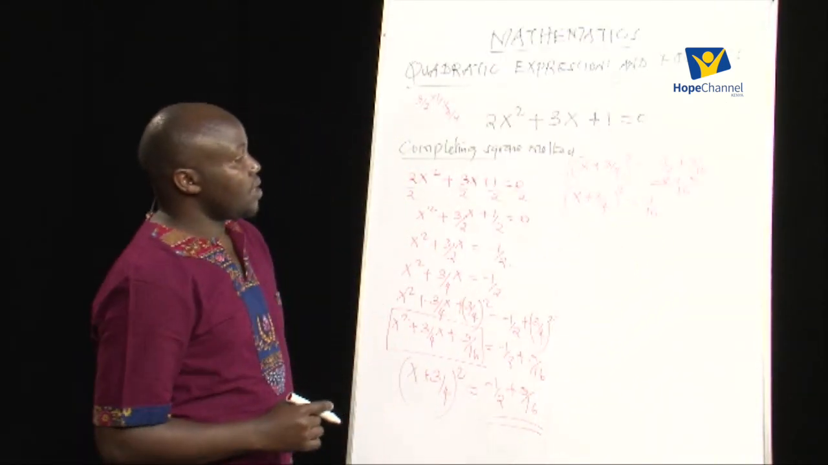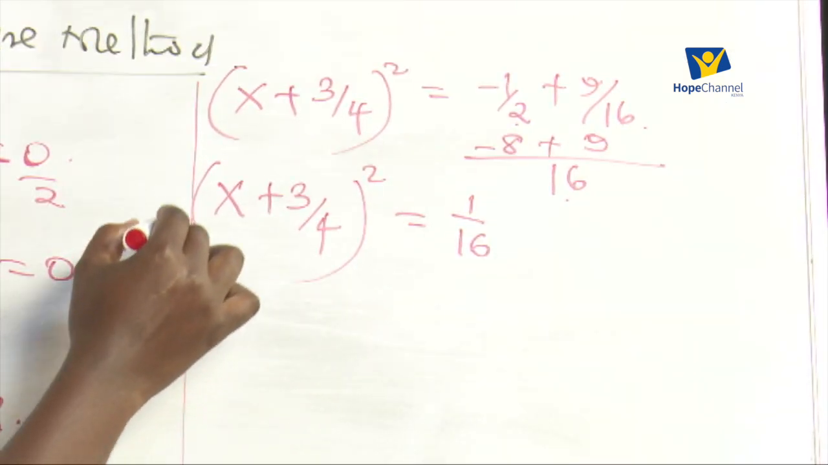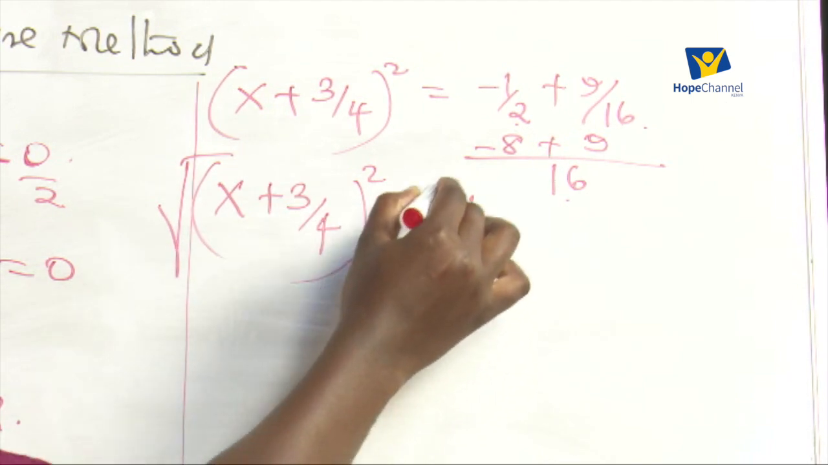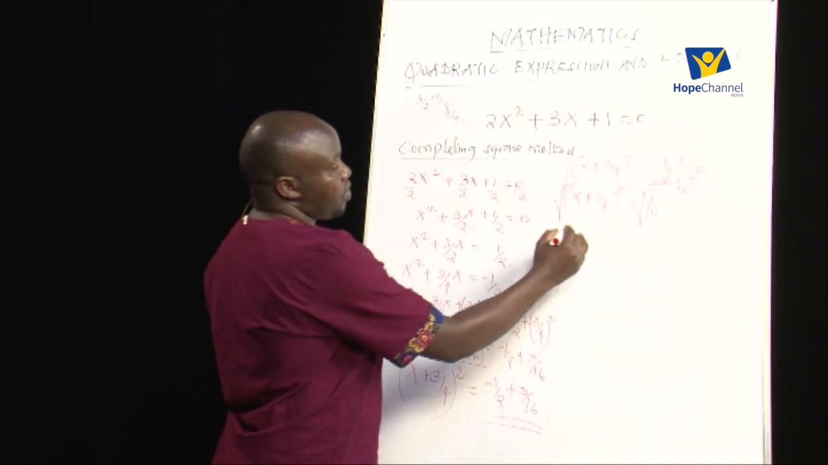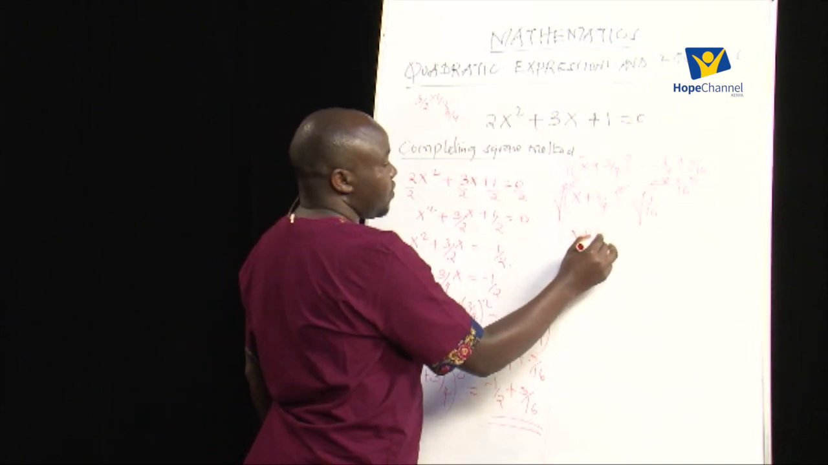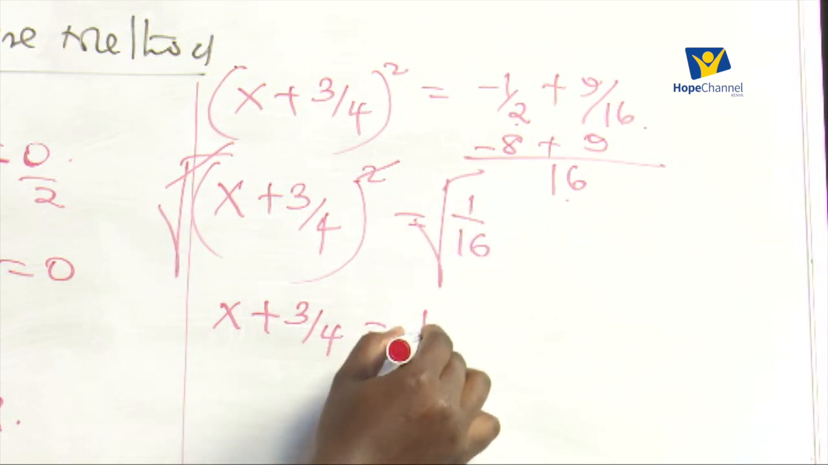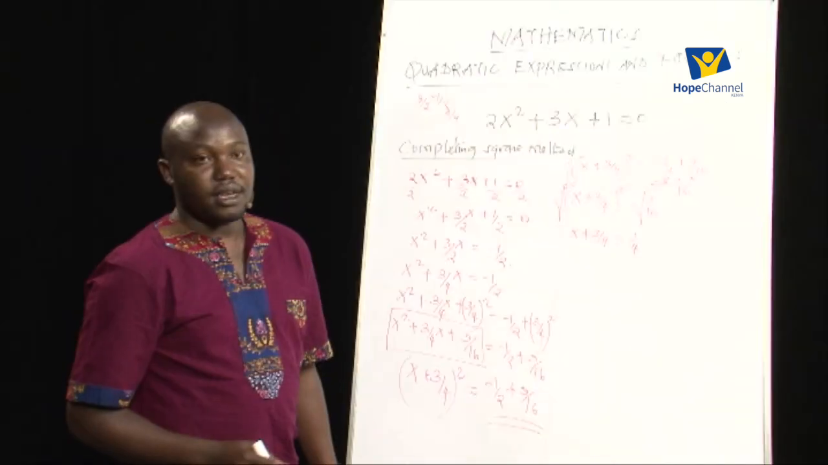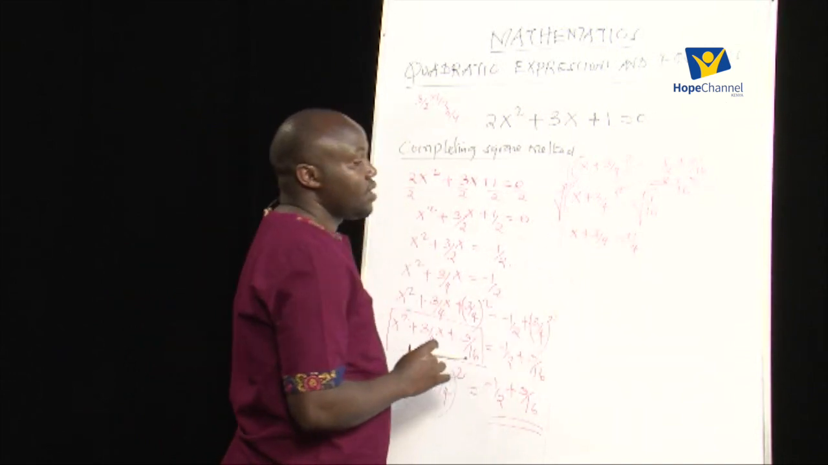Okay. Now from there we solve it. But we can't solve it when we have the square there. So we find the square root of both sides so that we can cancel the square root with the square. So x + 3/4 equals the square root of 1, which is 1, over the square root of 16, which is 4. So I'm going to have 1 over 4. And remember, the square root of a number is either positive or negative. So we have positive or negative a quarter.